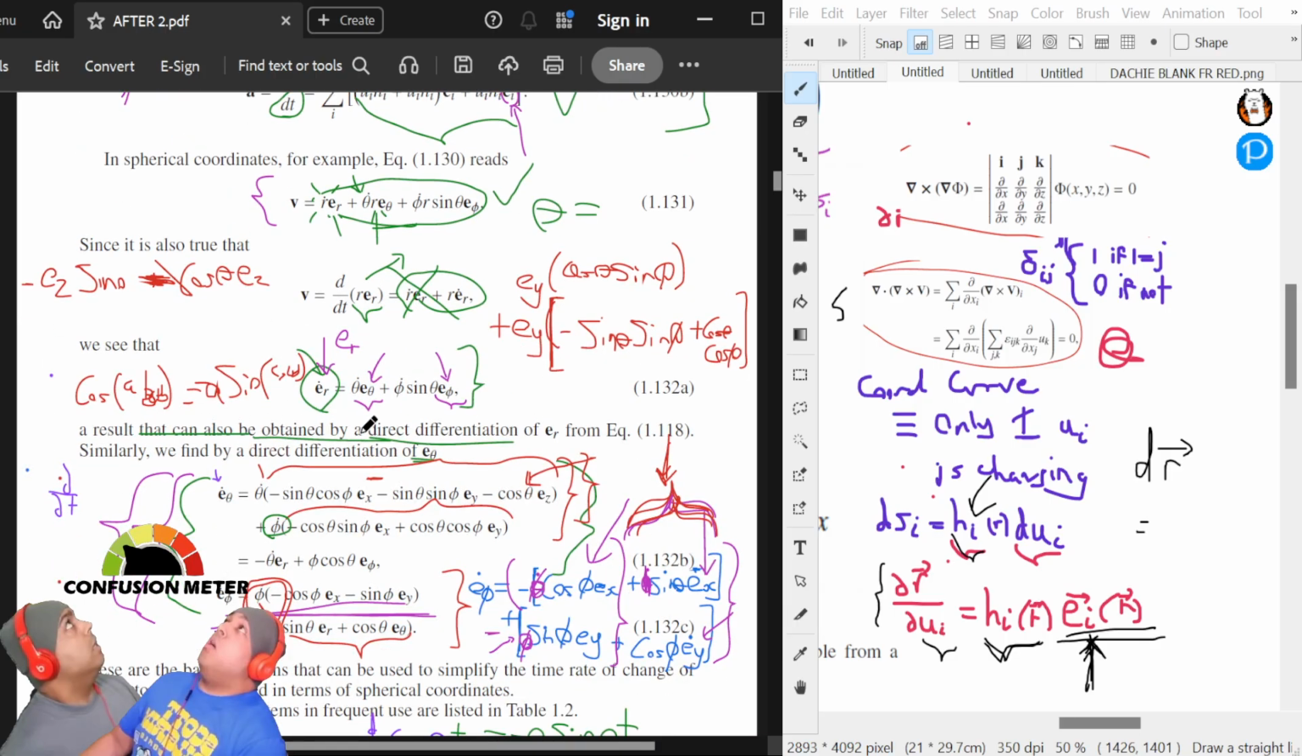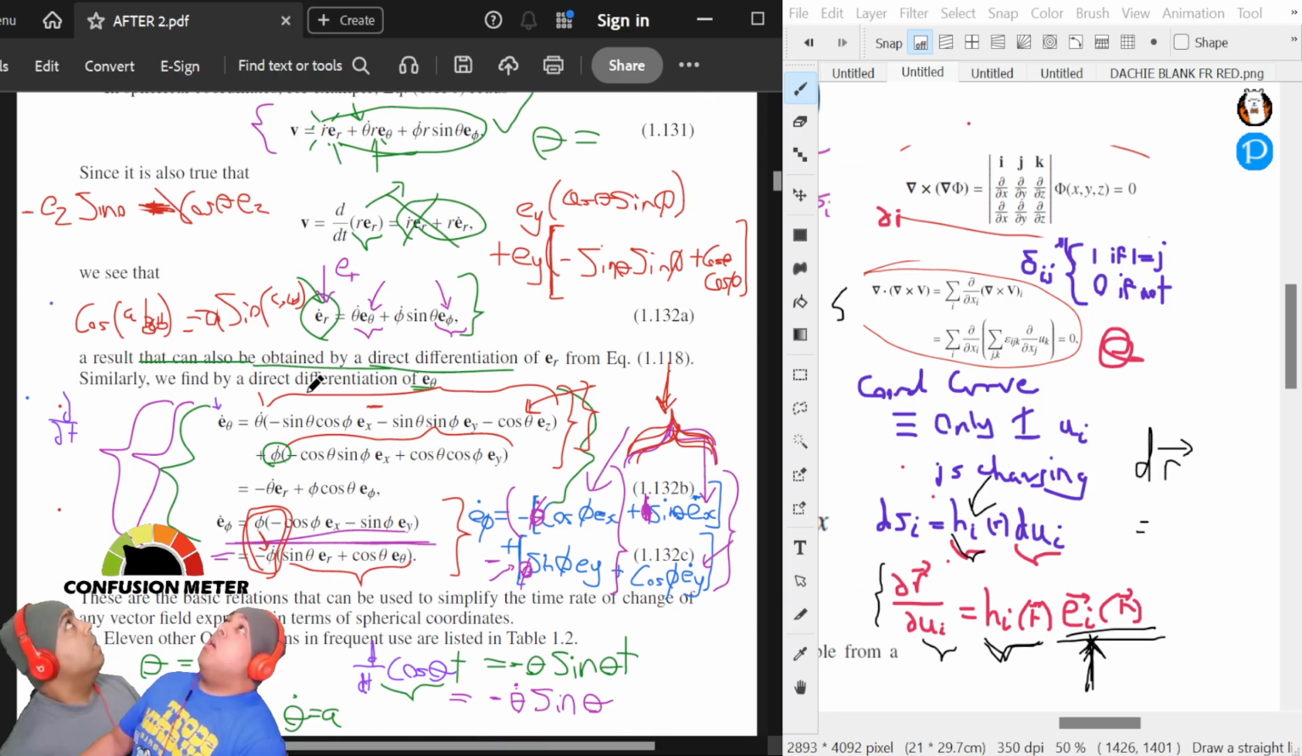A result that can also be seen by direct differentiation of e_r and e_theta. Similarly, we can find a direct differentiation of d theta. These are the basic relations that can be used to simplify the time rate of change of any vector field expressed in terms of spherical coordinates.